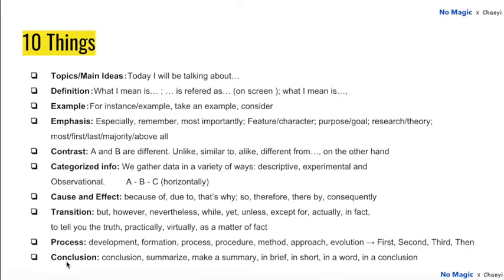The last type is conclusion. You should capture the conclusion in your notes. However, it is not difficult to capture the conclusion because the speaker will clearly give the signal words for conclusion. He might use words like conclusion, summarize, or make a summary, or in conclusion, in a word. Those are something you should capture. So this is the end of our first section.